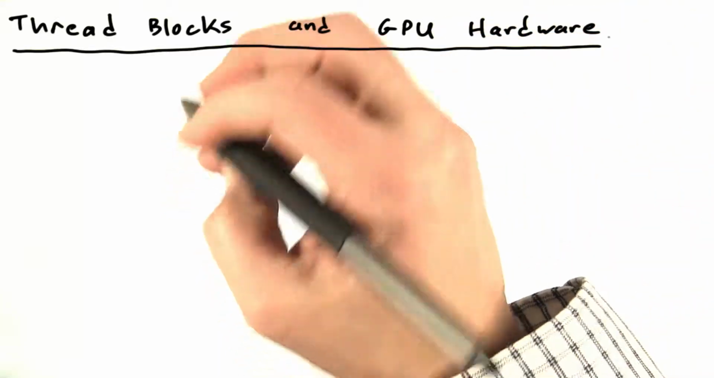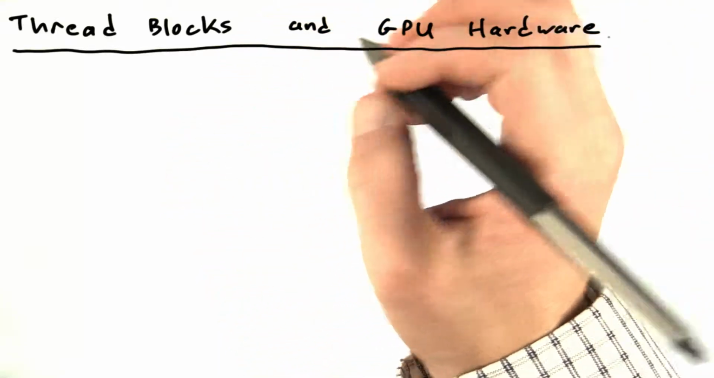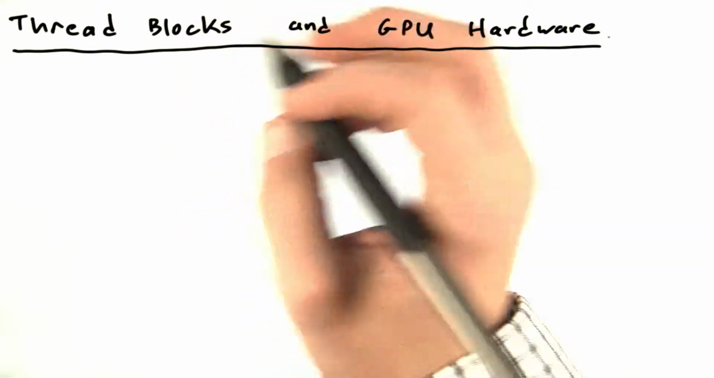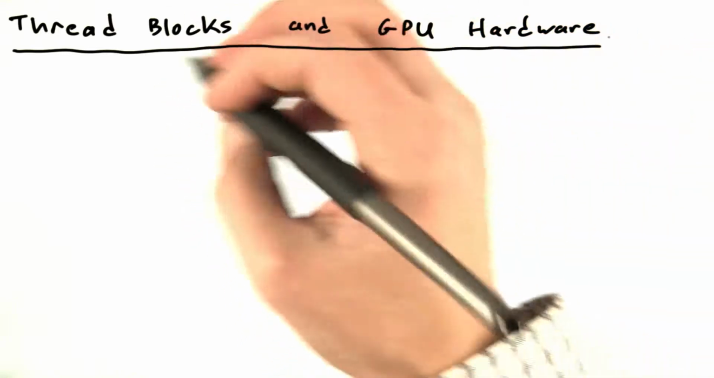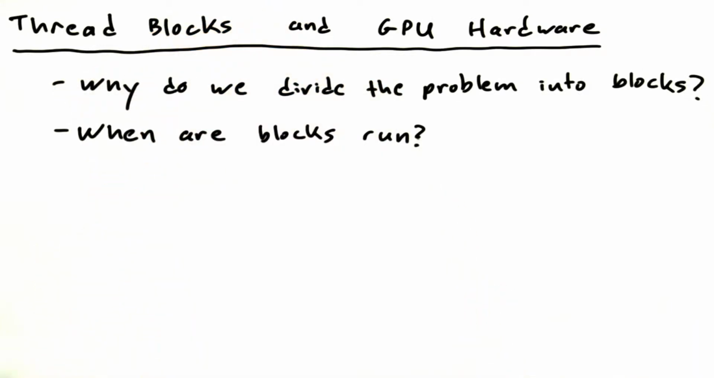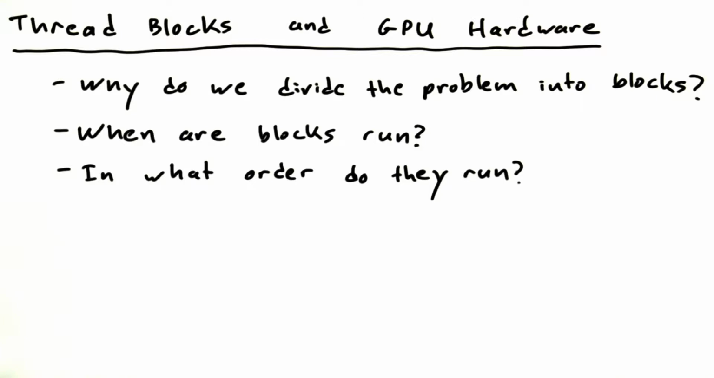Let's talk about thread blocks and why they're there. Hopefully you have some questions about how the GPU works, since we've just sort of been telling you about threads and thread blocks without giving you much motivation. So you might be wondering, why do we divide the problem into blocks? When do blocks get run? And if you have a whole bunch of thread blocks, in what order do they run?